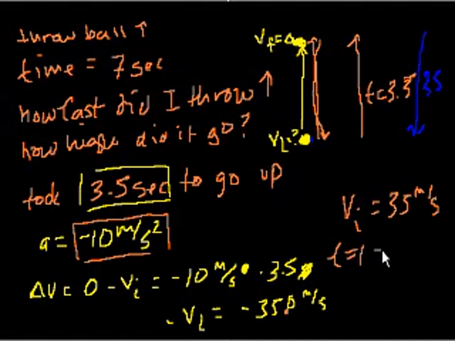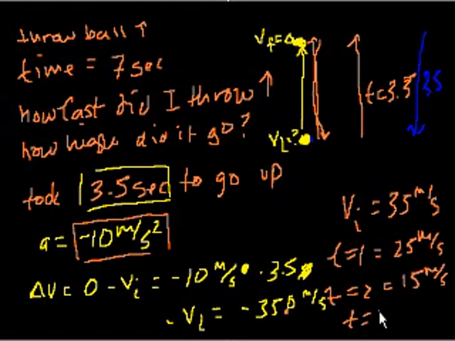At t equals 1, it was going 25 meters per second. At t equals 2, it was going 15 meters per second. At t equals 3, the ball is going straight up at 5 meters per second. And at t equals 3.5, the ball is stationary. It's right at the top, and then it starts decelerating downwards.